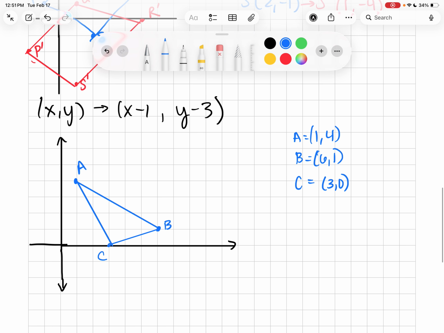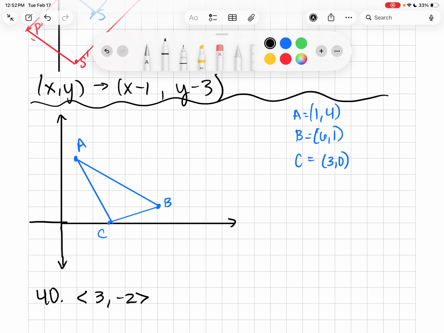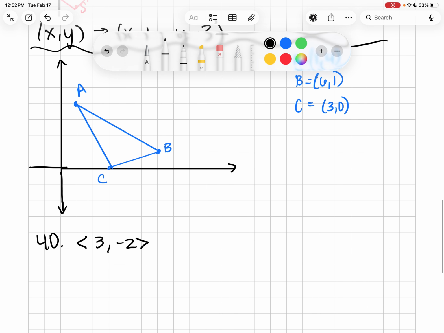So it looks like that. So number 40 says my vector form is <3, -2>. So this is no different than the form that I had up here of saying that we're going from (x, y) to (x + 3, y - 2). Okay, so it's just a different way to write the same thing that we had before.